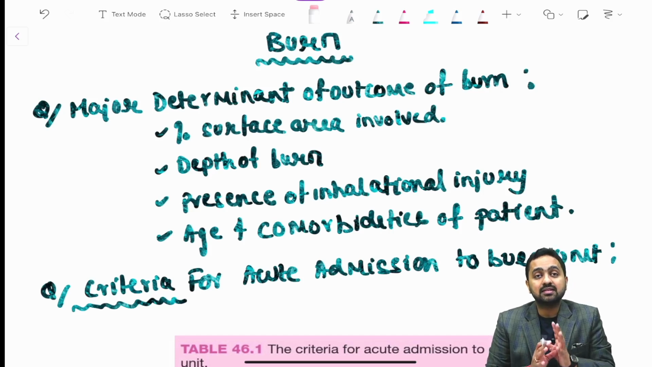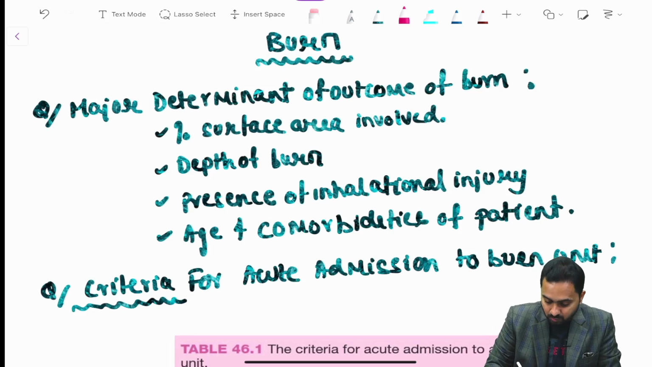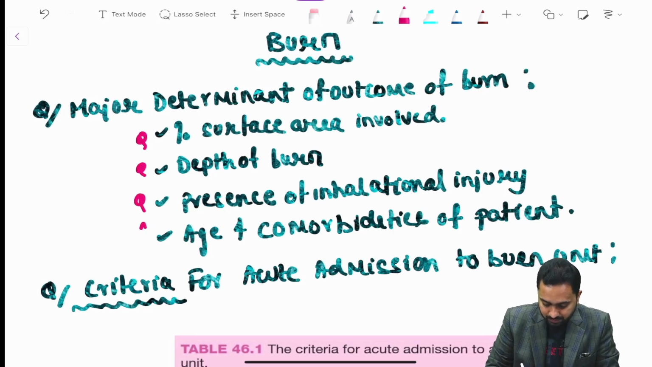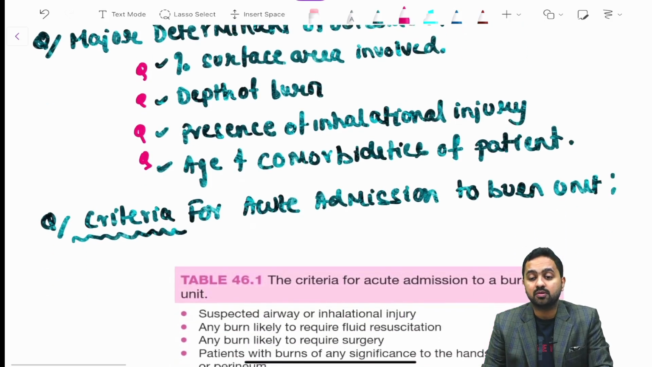So let's discuss some important concepts which are specific to your burn management. Now, the first question that we are often asked is, what are the major determinants of the outcome of a burn? They include the percentage surface area involved, the depth of burn, the presence of inhalation injury, and age and comorbidities of the patient. Then, what are the criteria for acute admission to a burn unit?